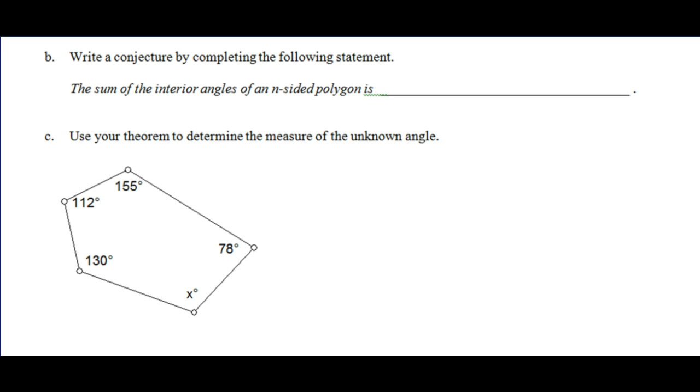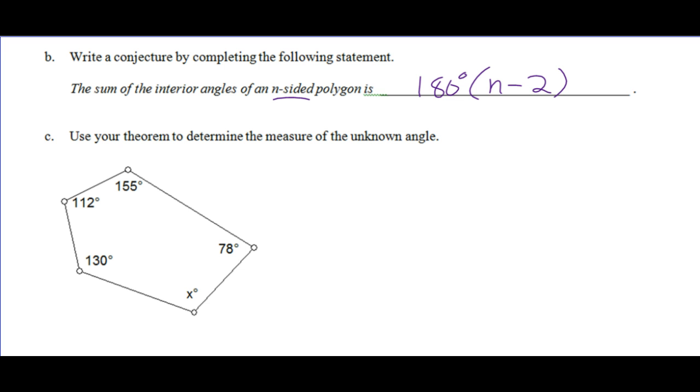So the sum of the interior angles of an n-sided polygon is, okay, so look back, 180 times n minus 2. We want n to be the number of sides. So it's an n-sided polygon and it has n sides.